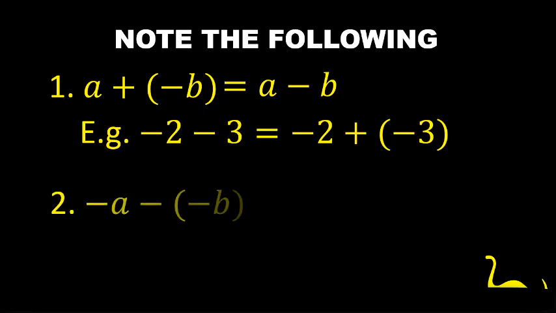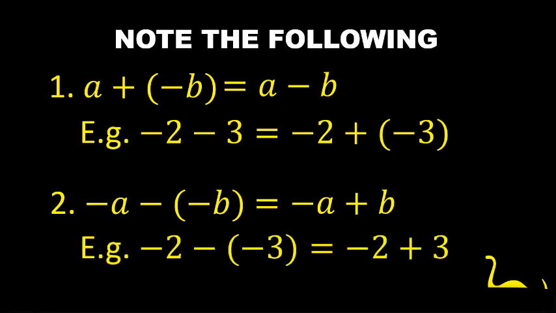And then number 2, negative A minus negative B simply implies negative A plus B. Anytime you have a negative and a negative meeting, like this, know that it becomes positive. And this will all become very clear in our next discussion. So an example is, if you have negative 2 minus negative 3, it is the same as saying negative 2 plus 3.